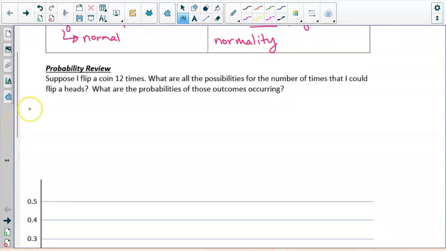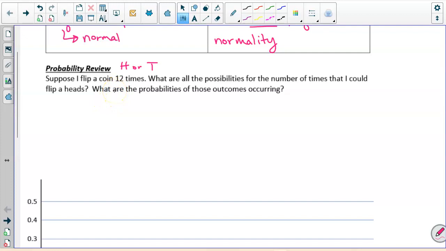Suppose I flip a coin 12 times. So what are my options? What are my outcomes going to be if I'm flipping the coin? Heads or tails, okay? So I'm either going to get heads or tails. What are the possibilities for the number of times that I could flip a heads? So I want you to think about, I'm flipping a coin 12 times. What are my possible number of times that I could flip a heads?